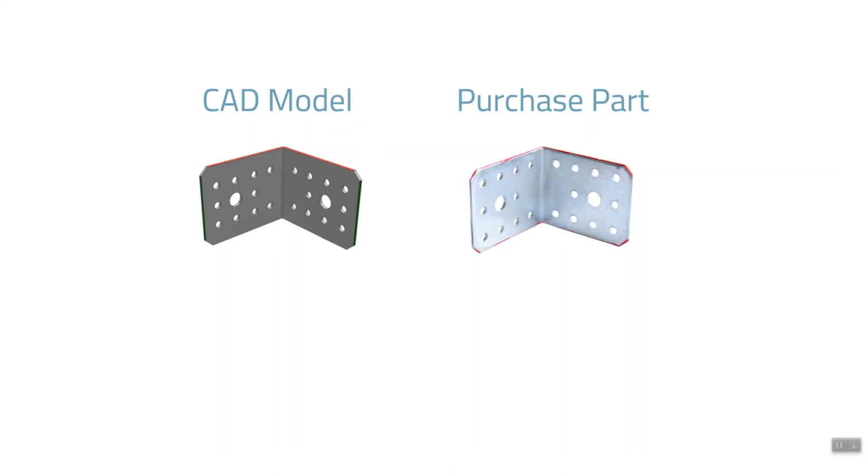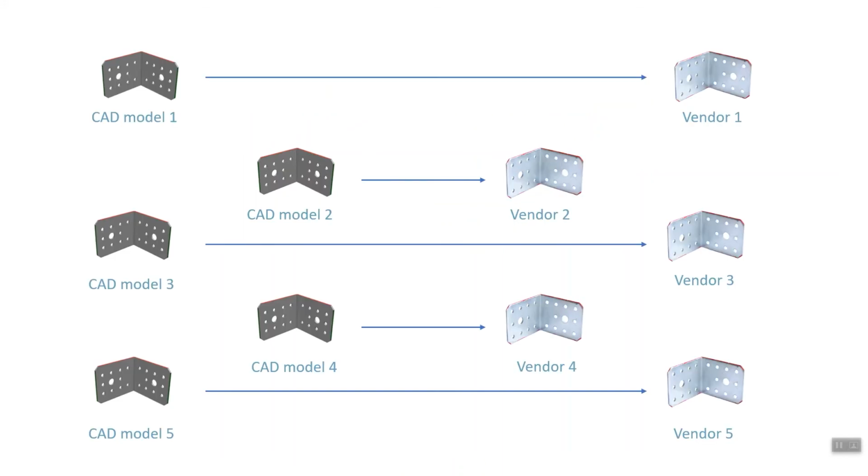So now let's take a look at how part reuse can help cut direct material spend by going back to that example of the 5 engineers that designed these similar CAD models. So the CAD models on the left represent the different designs that were made by engineers, and then the ones on the right represent different vendors that those brackets were purchased from, since they were purchased at different times.